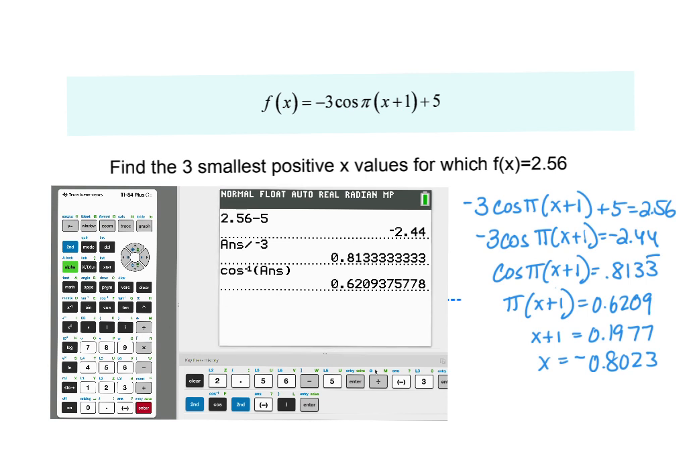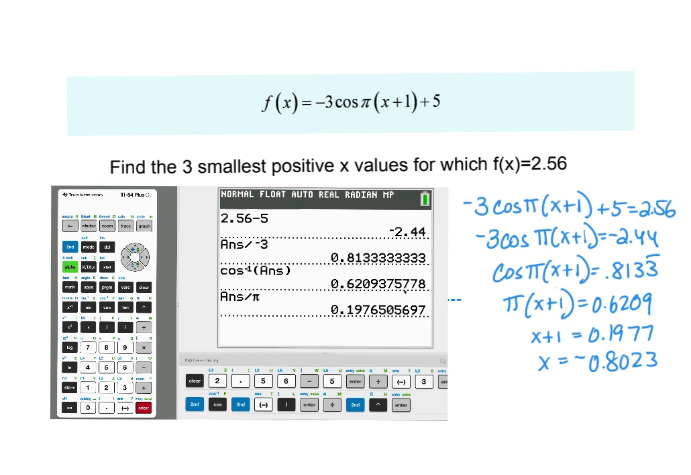So when I do that, I divide by pi. Notice the pi is right above the caret symbol. Second caret symbol, I divide that by pi. And now I have x plus 1 equals 0.1977 rounded. Notice, I let this be my full extended decimal, even though I just wrote 0.6209 on there. I want to minimize rounding error.